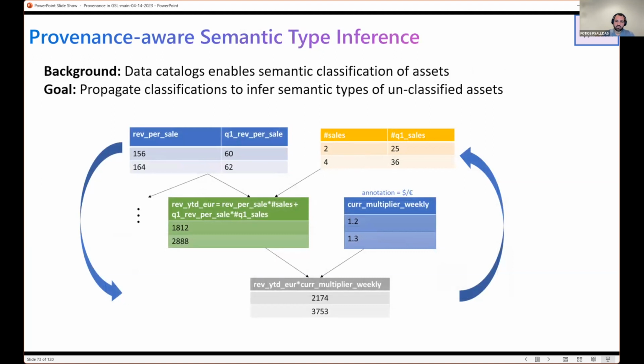So another project where we are also taking a more provenance-aware angle is semantic type inference. To give you a little bit of background, it is really the case that data catalogs these days enable you to do semantic classification of assets. So you can classify assets as PII, as Canadian passports, as social security numbers, and so on. The goal that we have here is to propagate these classifications in order to infer the semantic types of unclassified assets. So for instance, here you can see that we have an annotation that is a currency exchange. If we can propagate this annotation back and forward in this graph, we can deduce that the output is in dollars, whereas the input is in euros.